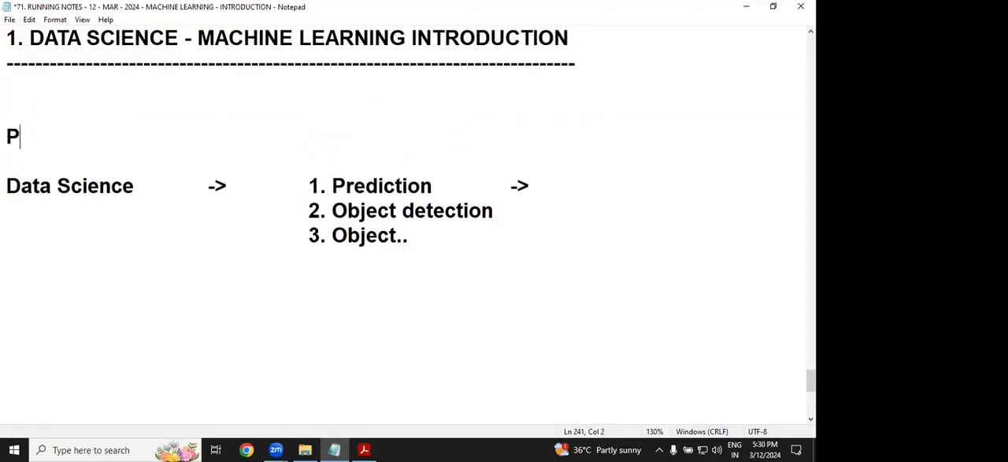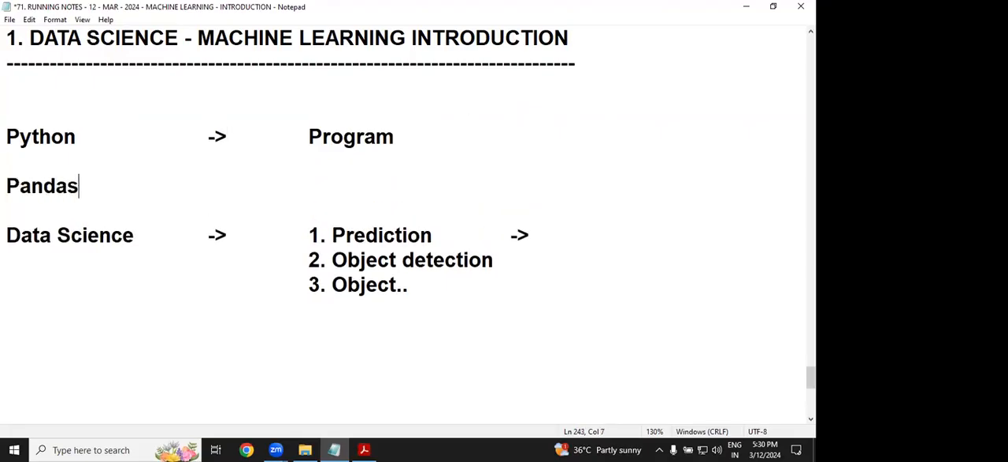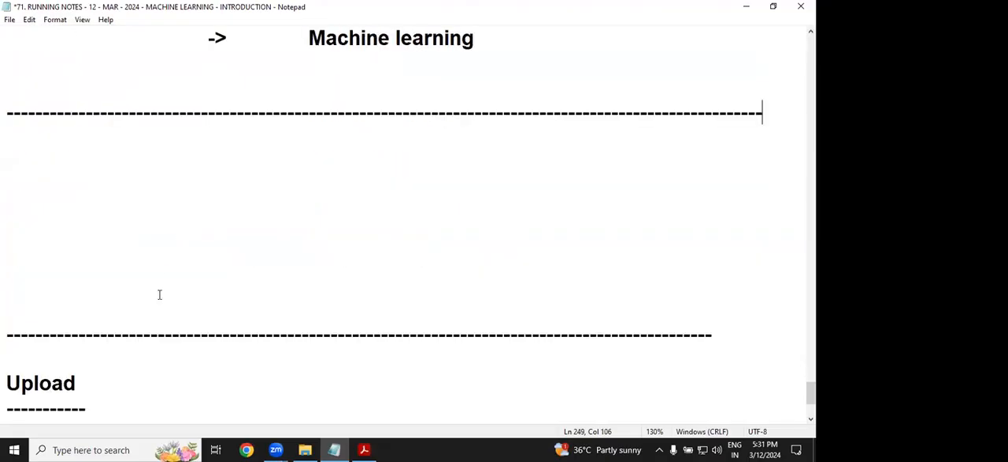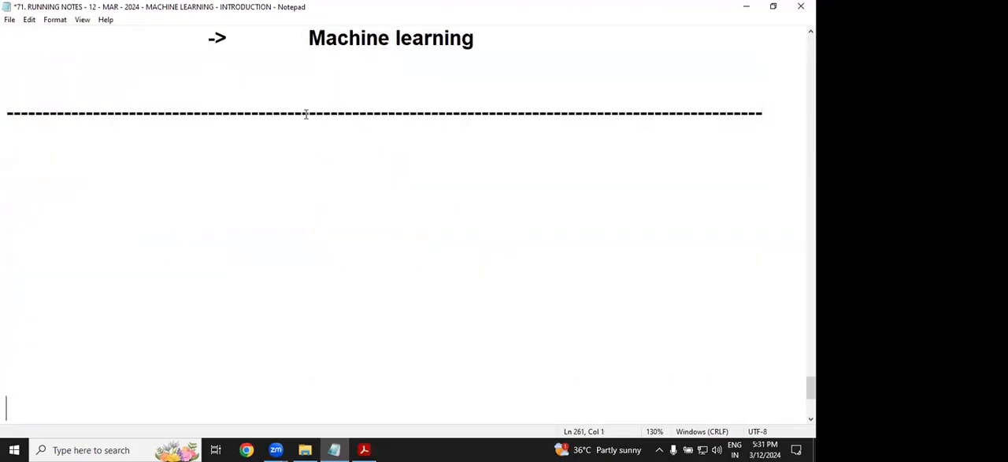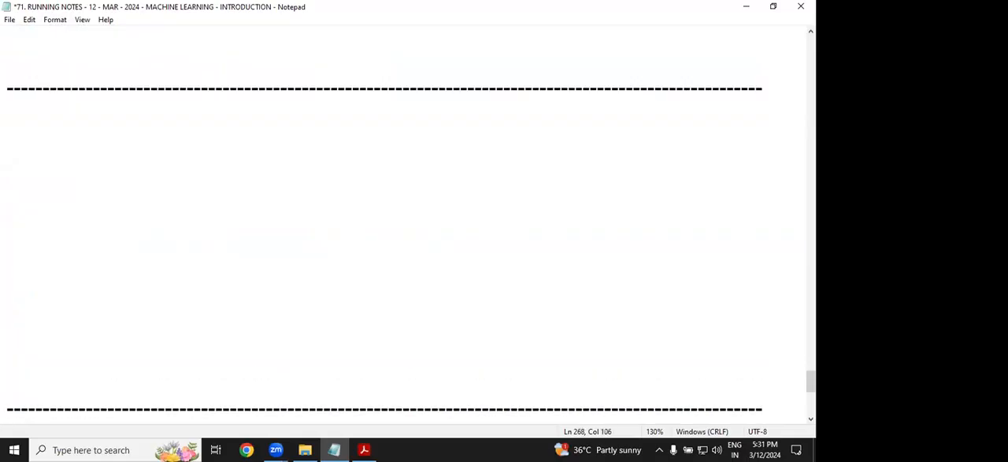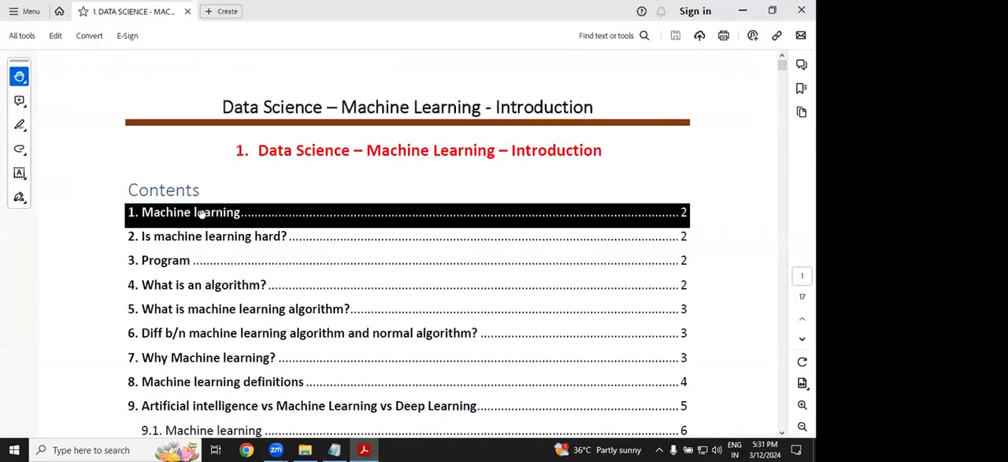Now, I hope you already know. By using Python, we can create a program. By using pandas, we can create a data frame. And by using data science, we can do what exactly? Prediction as of now. And mainly the prediction will be done by machine learning. When I say data science, it is a group of topics. Good. Its definition yesterday we have seen. Yeah, this is the first definition.